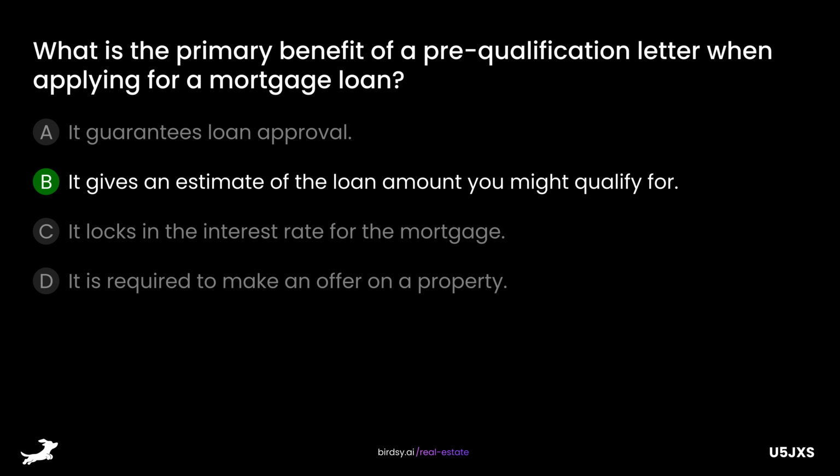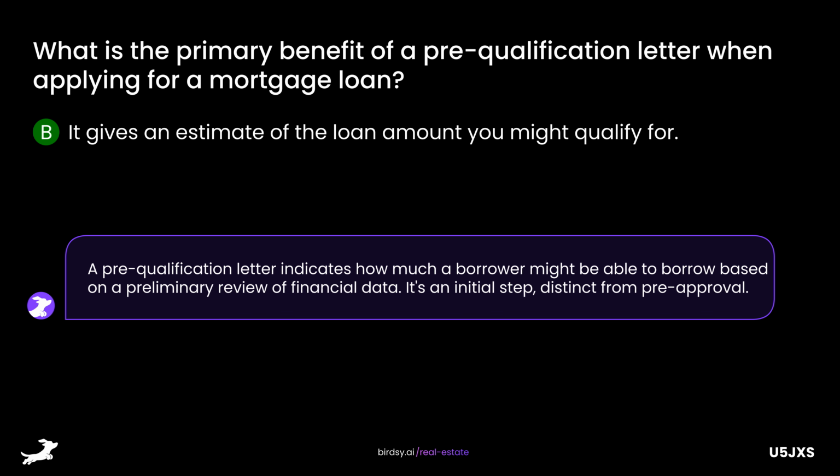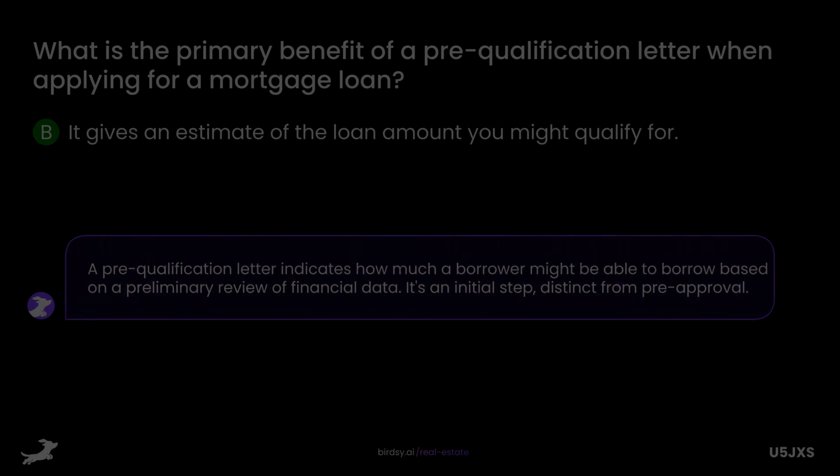The answer is B, it gives an estimate of the loan amount you might qualify for. A pre-qualification letter indicates how much a borrower might be able to borrow based on a preliminary review of financial data. It's an initial step distinct from pre-approval.